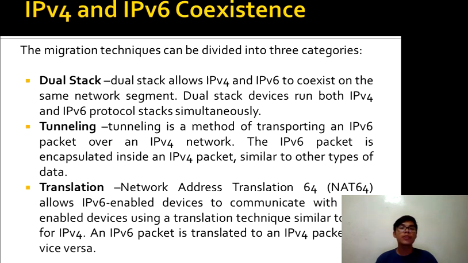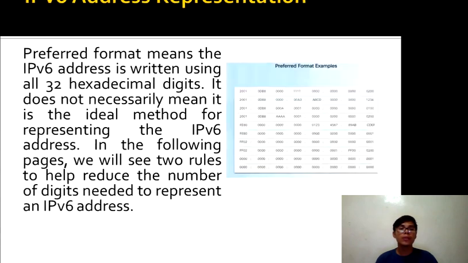IPv4 and IPv6 coexistence. Dual stack allows IPv4 and IPv6 to coexist in the same network segment. Tunneling is a method of transporting an IPv6 packet over an IPv4 network. Translation: Network Address Translation 64, NAT64, allows an IPv6-enabled device to communicate with an IPv4-enabled device using a translation technique similar to that used for IPv4.